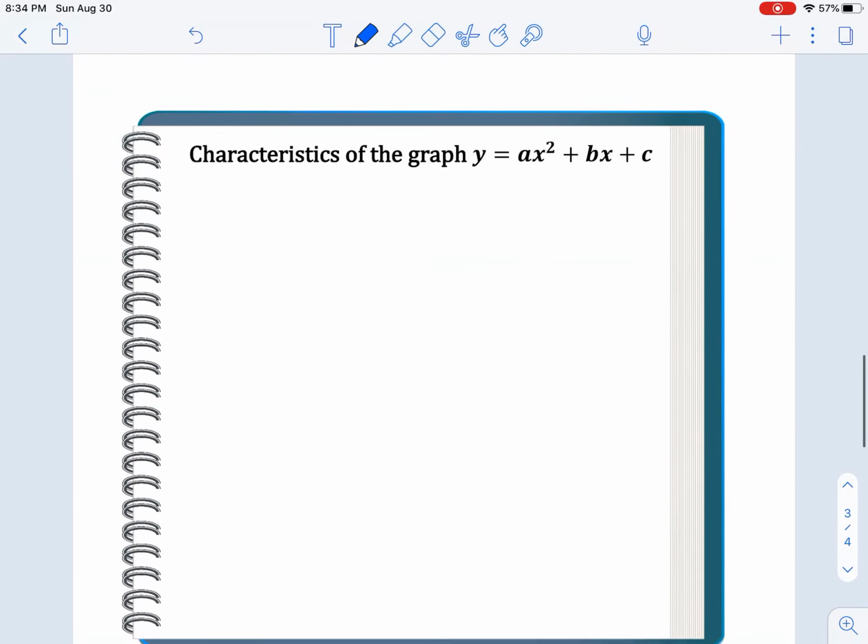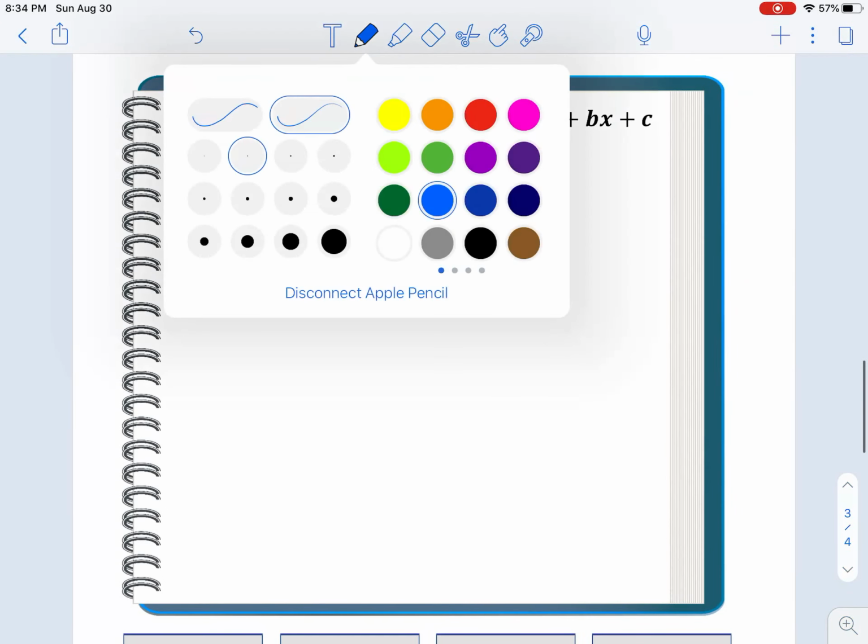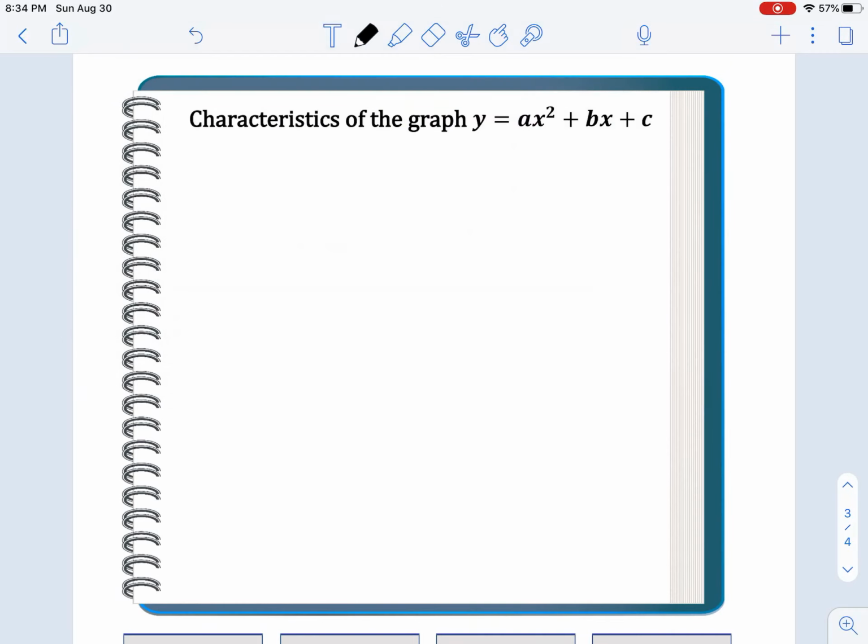So big difference here. So let's sort of summarize our findings here. This is the important piece of this. So if we compare y equals ax squared plus bx plus c, where a is greater than 0, so a is positive, versus y equals ax squared plus bx plus c, where a is negative, then we have two very different graphs.